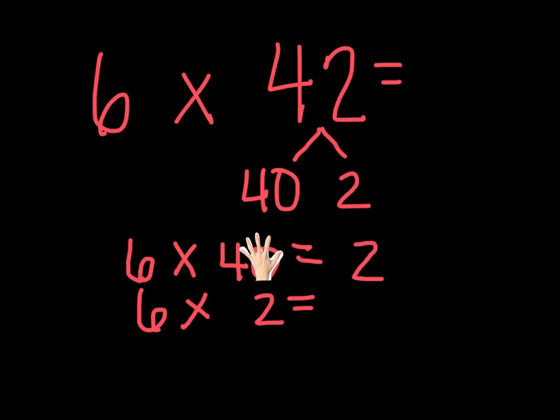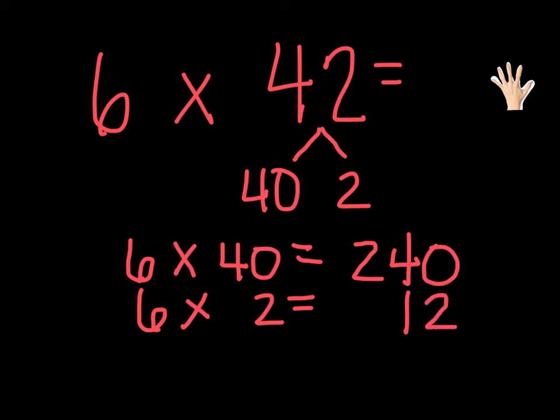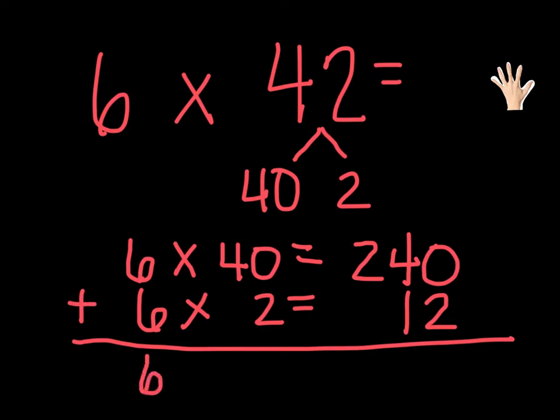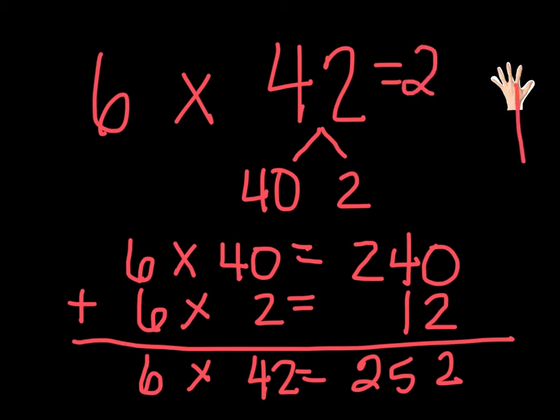So you're going to write 24, and then don't forget, you need to move your hand and bring your 0 back. So you have 240. Now, 6 times 2 hopefully feels pretty easy. We know that 6 groups of 2 is 12. So now all we have to do with those two problems is add them together. So that's going to give us 6 groups of 42 is equal to 252. So you just took a really hard problem and made it super easy.